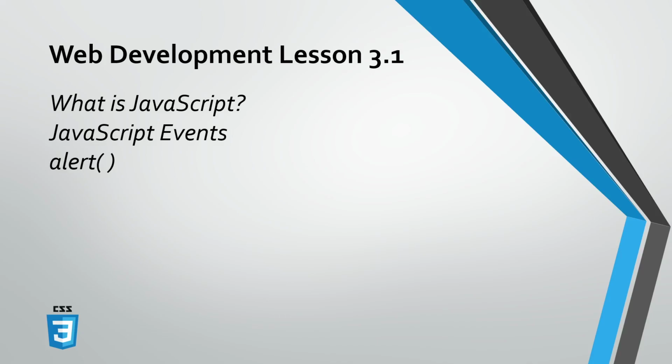In this lesson, we're going to introduce the third component of basic web development, which is JavaScript. We're going to explore something called events, which will allow us to interact with the user. And you're going to learn your first piece of JavaScript code, which is the alert command. So let's get to it.